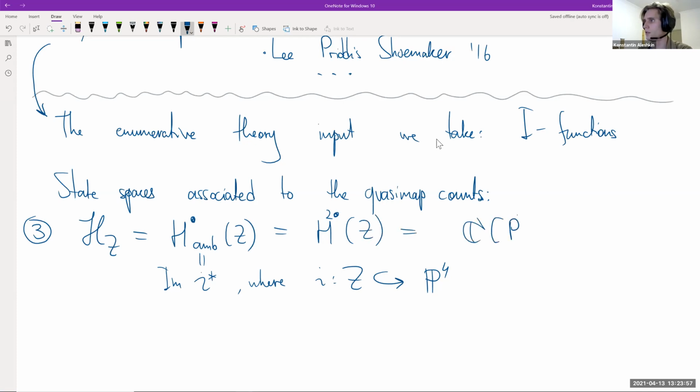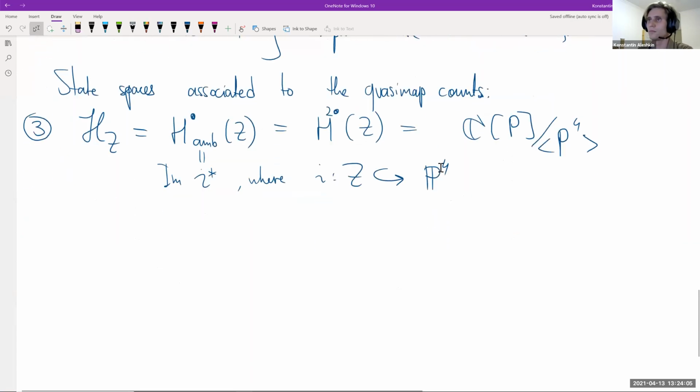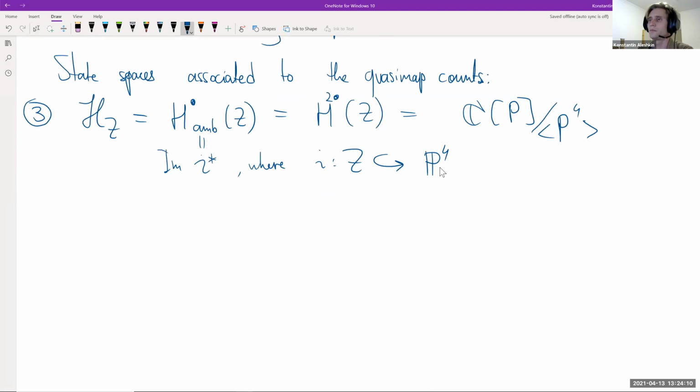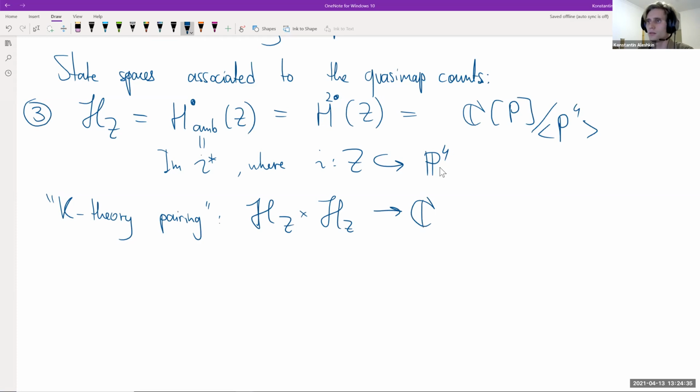This is just generated by the hyperplane section modulo P⁴. And there is a pairing on the state space. Of course, there is a Poincaré pairing, but we're interested in the K-theory pairing. It takes two cohomology elements, alpha and beta, and sends them into the integral of alpha times beta times the Todd class of the quintic. So if one thinks about alpha and beta as Chern characters of some line bundles, then this pairing is exactly the Euler characteristic pairing from K-theory.